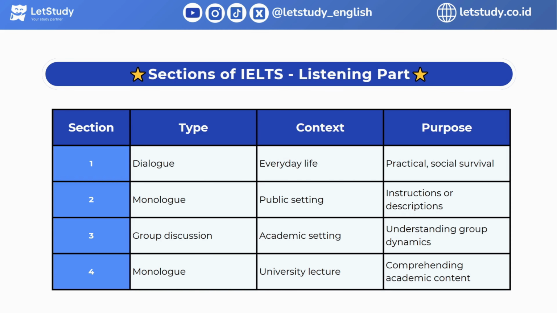These are the summary of the sections in the IELTS listening part. We'll go through section 1 for this chapter. So the type is dialogue, the context is everyday life, and the purpose is practical and social survival.